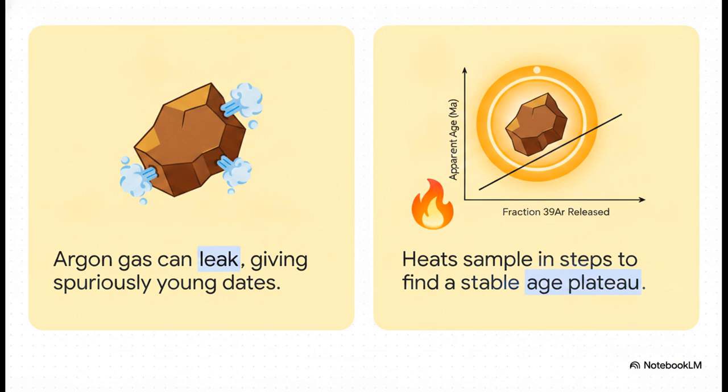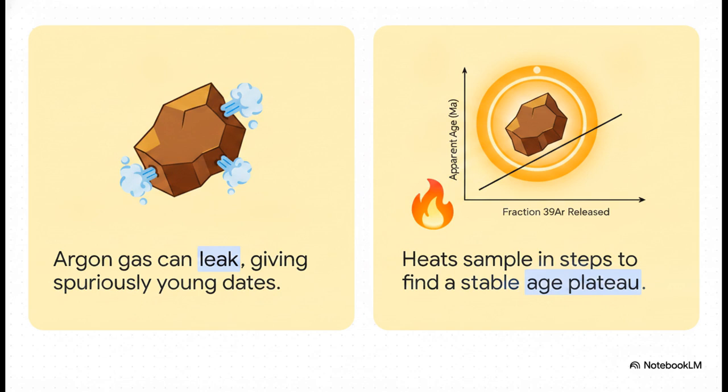Now, for other rocks, we might use the potassium-argon method. Potassium is everywhere in igneous rocks, so it's a super convenient clock. But there's a problem. Its daughter isotope, argon, is a gas. Over millions of years, if a rock gets heated, that gas can leak right out of the crystal's vulnerable parts, making the rock look artificially young.